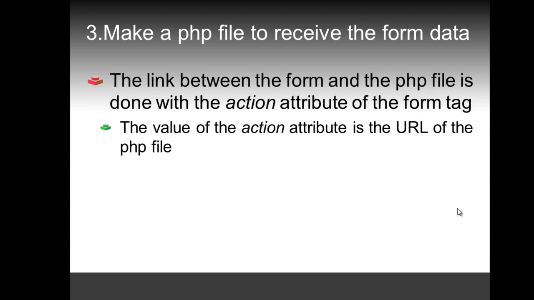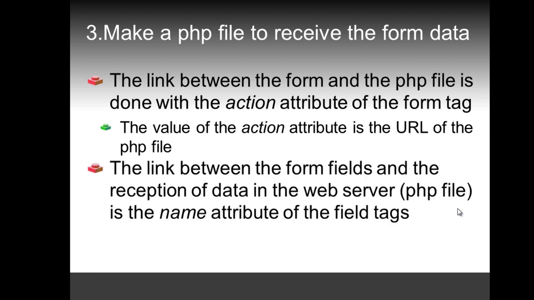Now the link between the form and the PHP file, if you remember in the early videos of this series, is done with the action attribute of the form tag, and essentially the value of the action attribute is the URL of the PHP file in the web server. And the link between the form fields and the reception of data in the web server, in other words the PHP file, is the name attribute of the field tags.